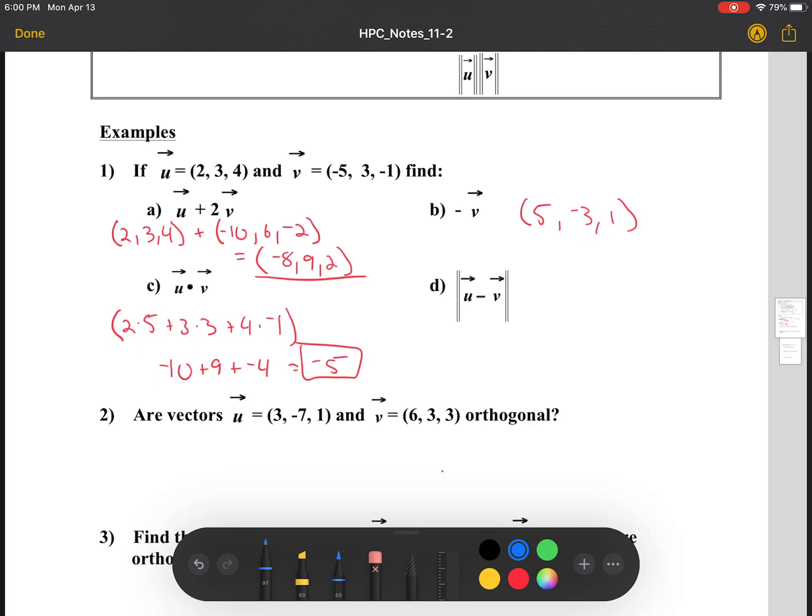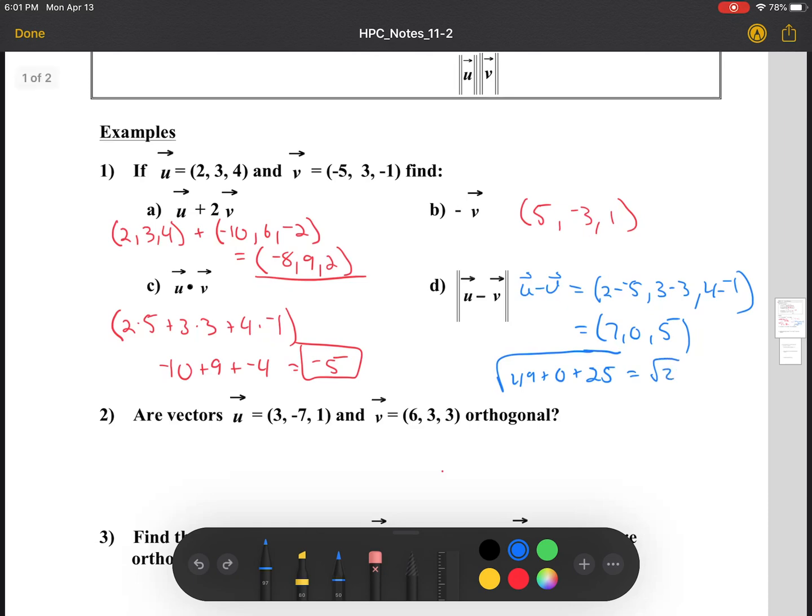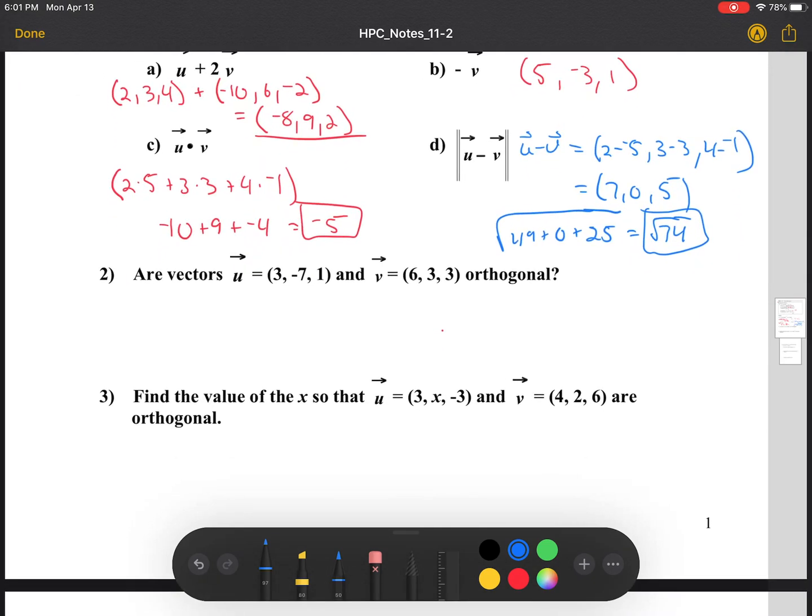Looking at d now. We have u minus v, and we want the magnitude of that result. So the first thing we have to do is subtract v from u. So u minus v equals 2 minus negative 5, 3 minus 3, 4 minus negative 1. What we get from that is 7, 0, 5. But we're not done yet. From there, we have to find our r. That's going to be the square root of 49 plus 0 plus 25. Remember, I squared all those. That's going to give us the square root of 74. We can just stop right there. Just remember all those properties from chapter 10. We're adding a third component to it.